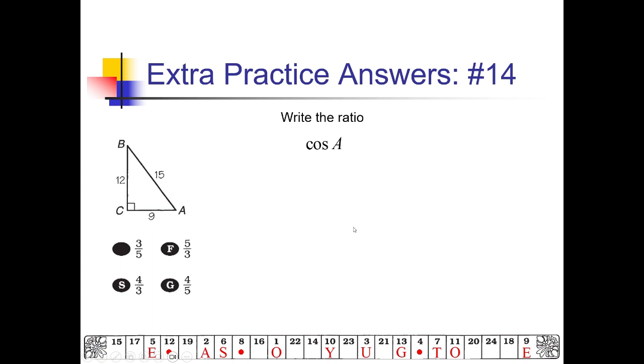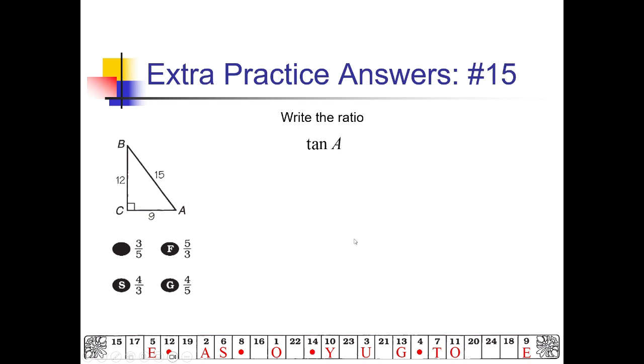Now we've got cosine of A, adjacent over hypotenuse. So that's going to be the adjacent side 9 over hypotenuse 15. Reduces by 3's to 3 over 5. So 3 over 5 is a blank going in spot 14, which is right there.